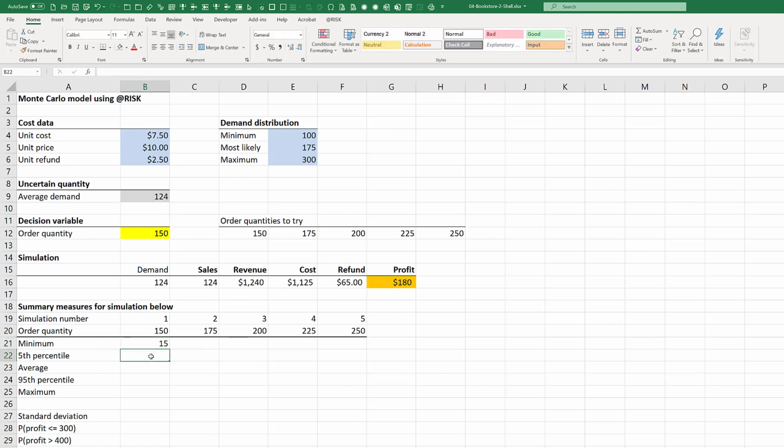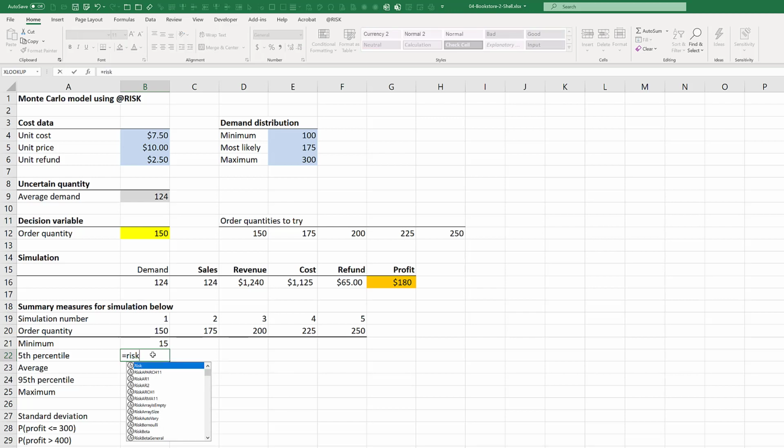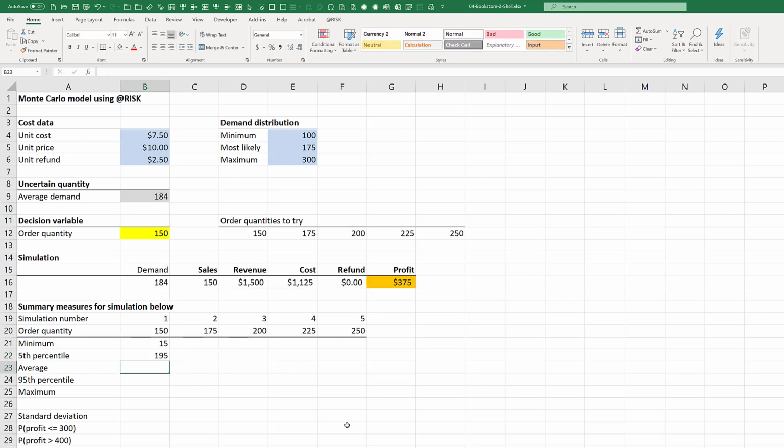Right? Then if you want the 5th percentile, then you say RiskPercentile. Again we want RiskPercentile for profit, comma, what percentile do we want? We want the 5th percentile. For which simulation? That one. Average, again RiskMean.